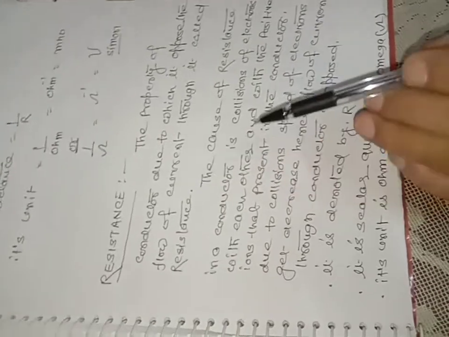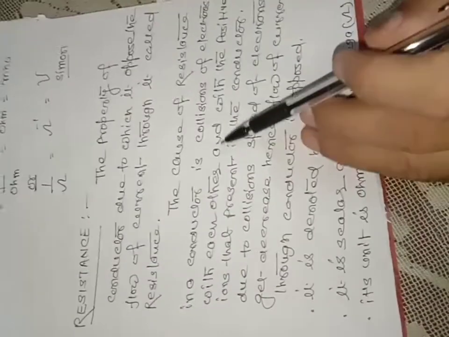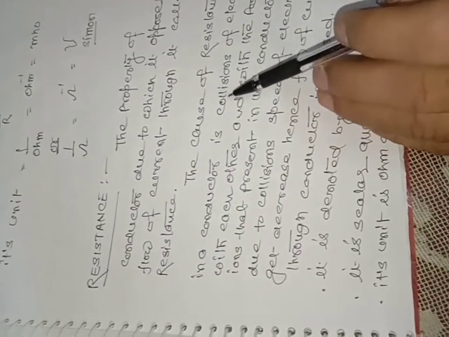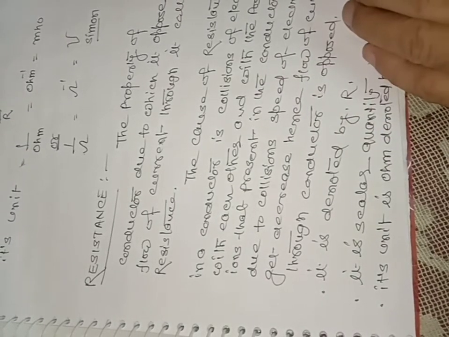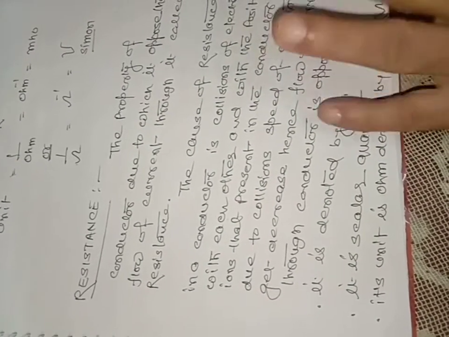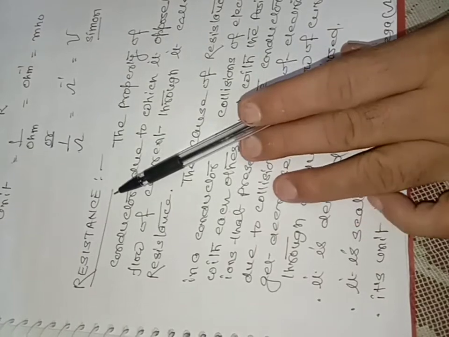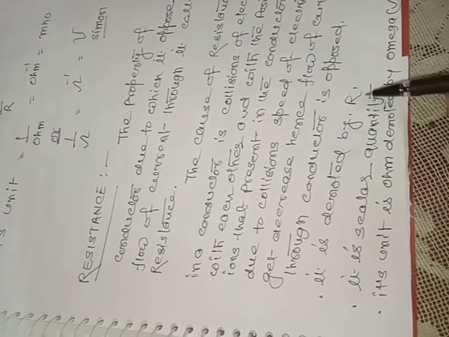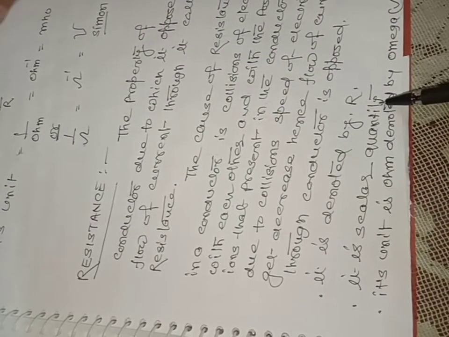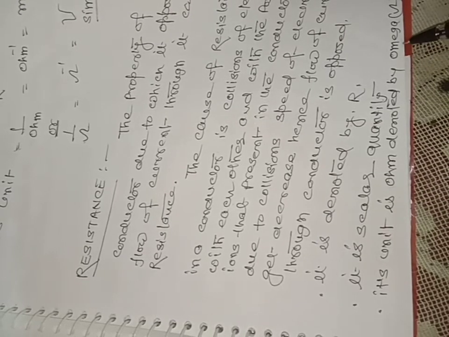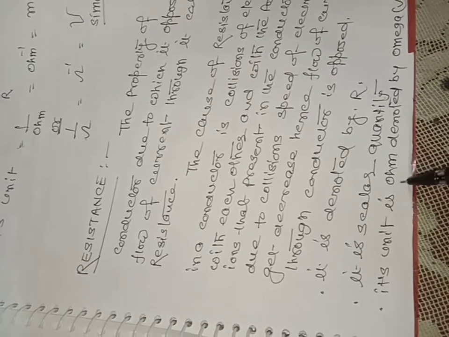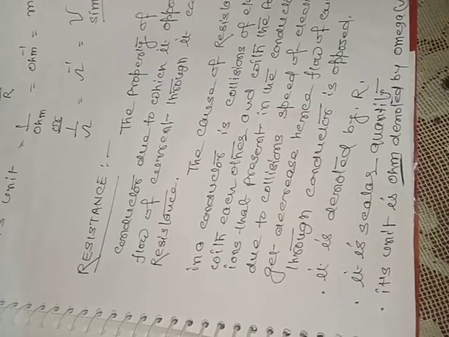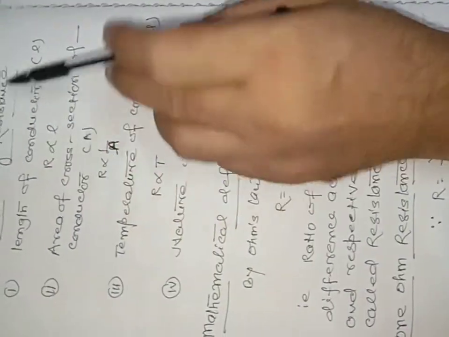So this is the cause of resistance. What are the causes of resistance? The collision of electrons inside the conductor, as well as the collision of electrons with positive ions present inside the conductor. So these are the two reasons for the production of resistance. It is denoted by R. It is a scalar quantity, and its unit is ohm, denoted by omega. Clear?